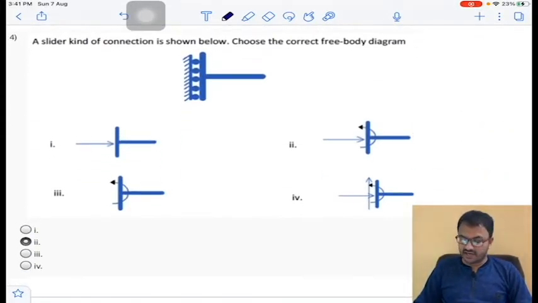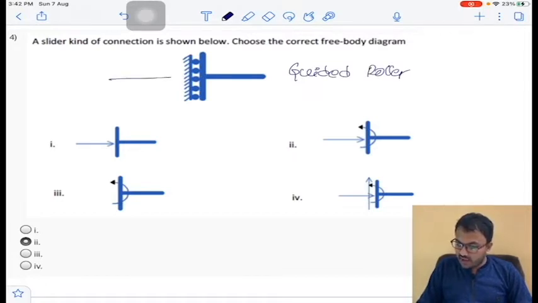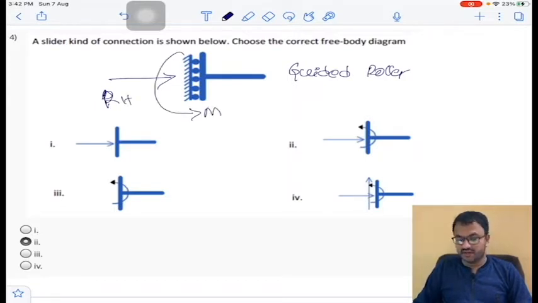So these are all simple problems. And coming to the next question. A slider kind of connection is shown below. Choose the correct free body diagram. This is a roller support, we call it a guided roller. So it will not allow horizontal movement, so there is a horizontal reaction here. So RH is there and there is a moment. This moment may be clockwise or anticlockwise depending upon the load that we applied. So the corresponding answer is this one. Clear? So that is second one.